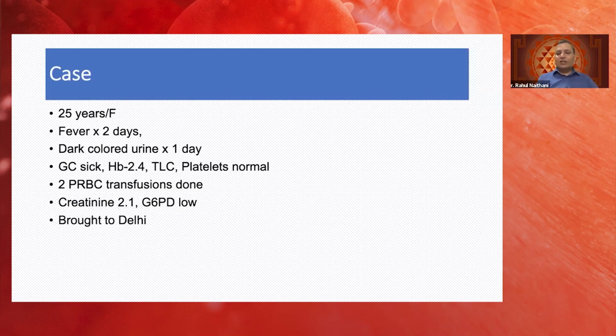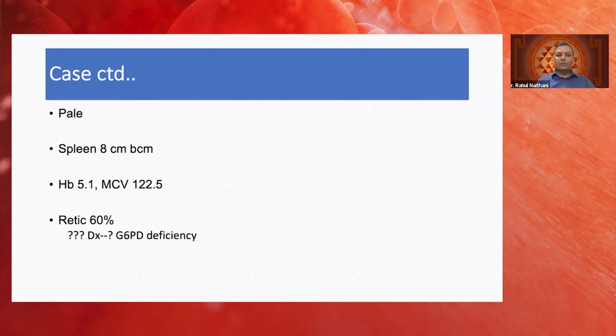And after this blood transfusion, when the patient was a bit stable, the patient was flown to Delhi for further management. On clinical examination, pale, spleen was 8 centimeter below costal margin. So can this be G6PD deficiency? No. One, she is a female patient, and now rarely a female may have G6PD deficiency. However, splenomegaly is there. Splenomegaly rules out G6PD deficiency.